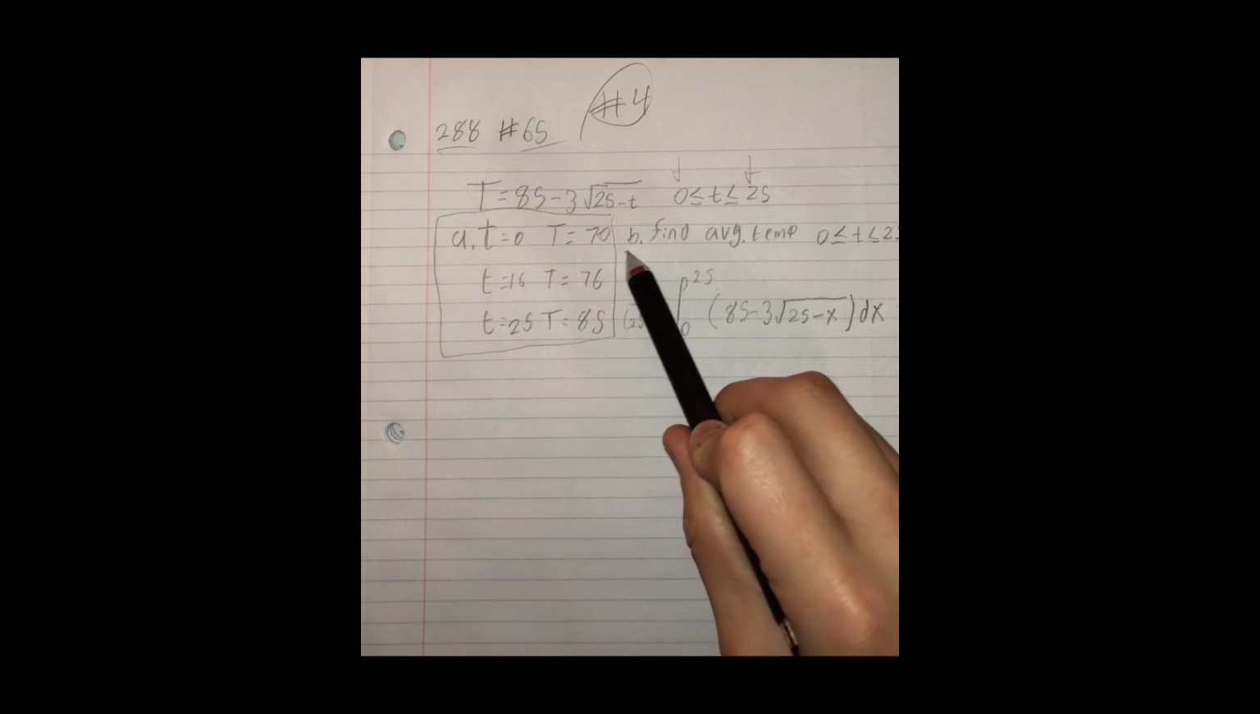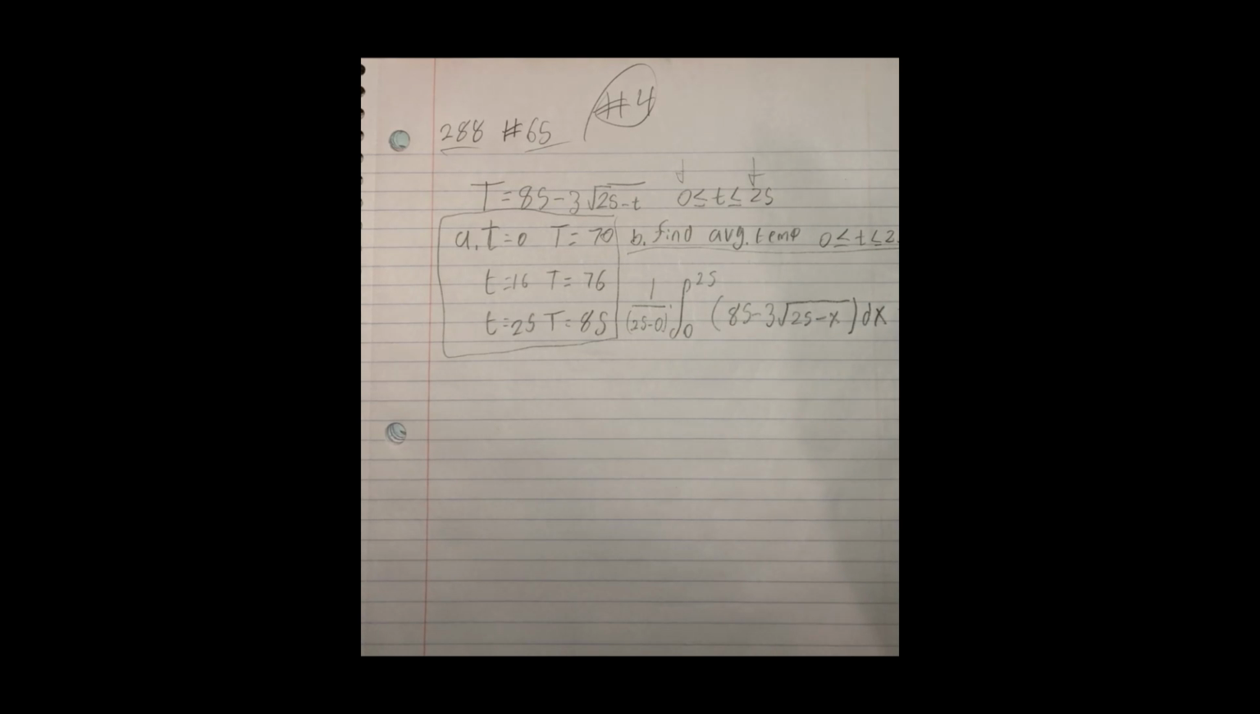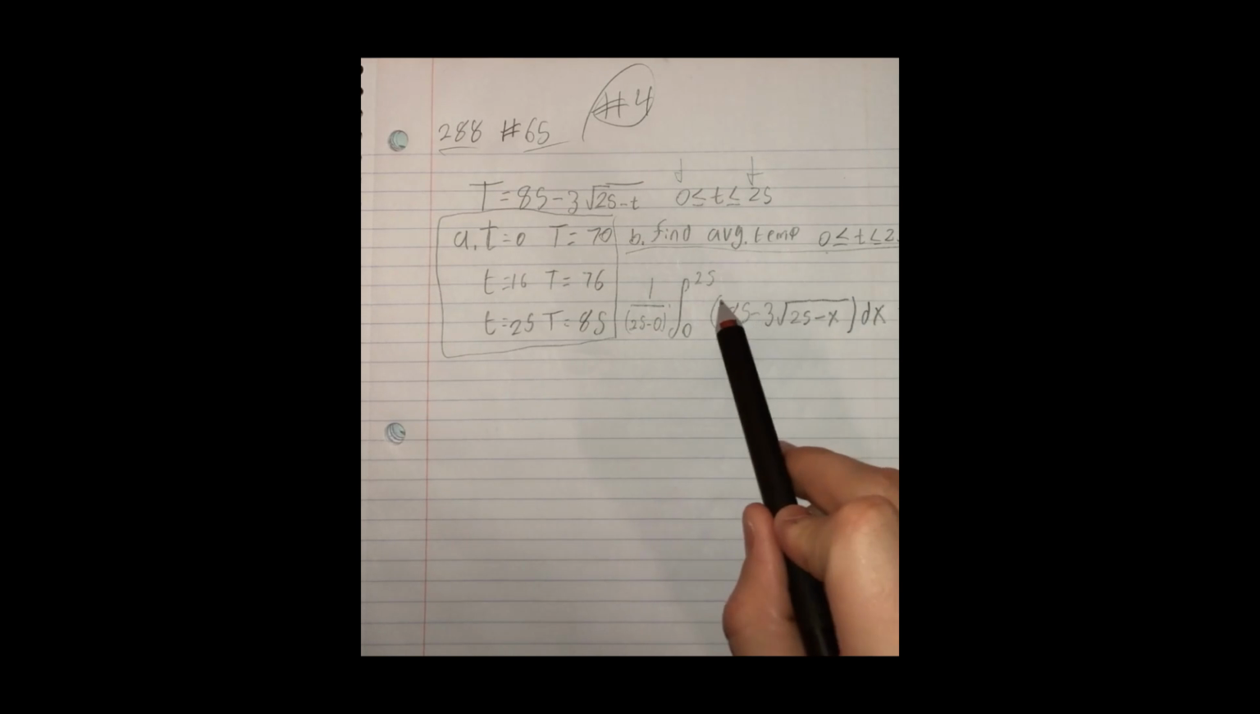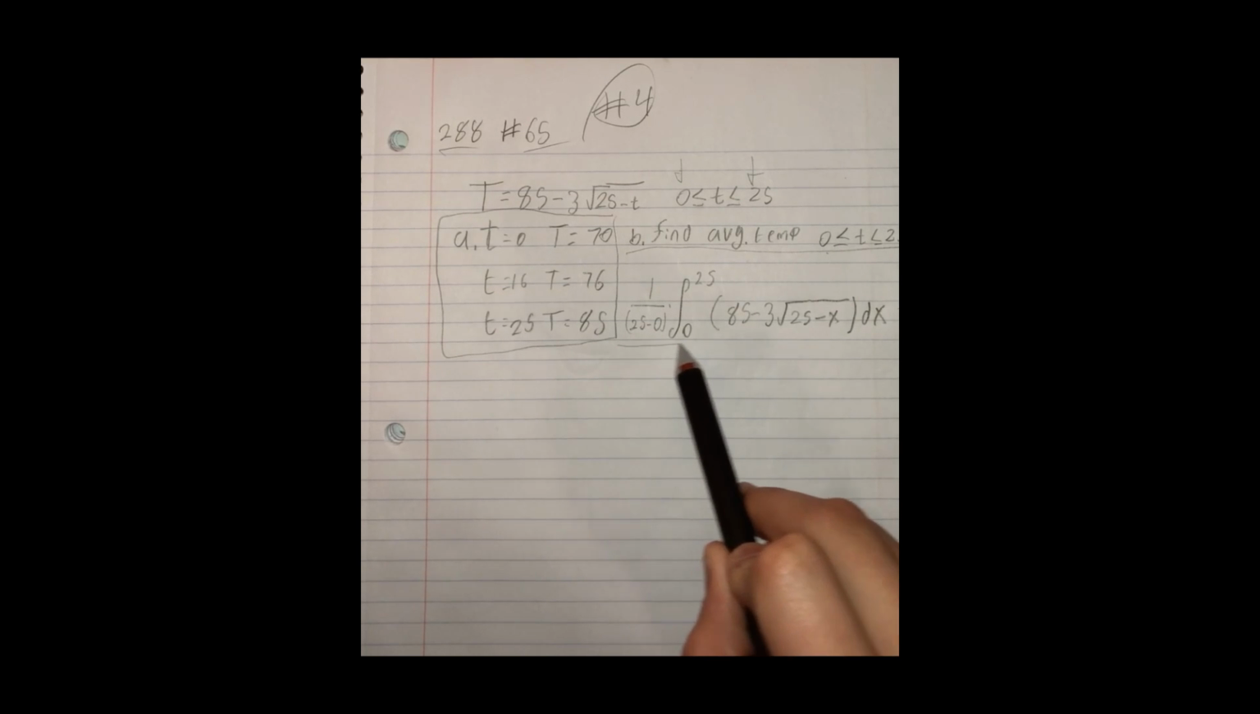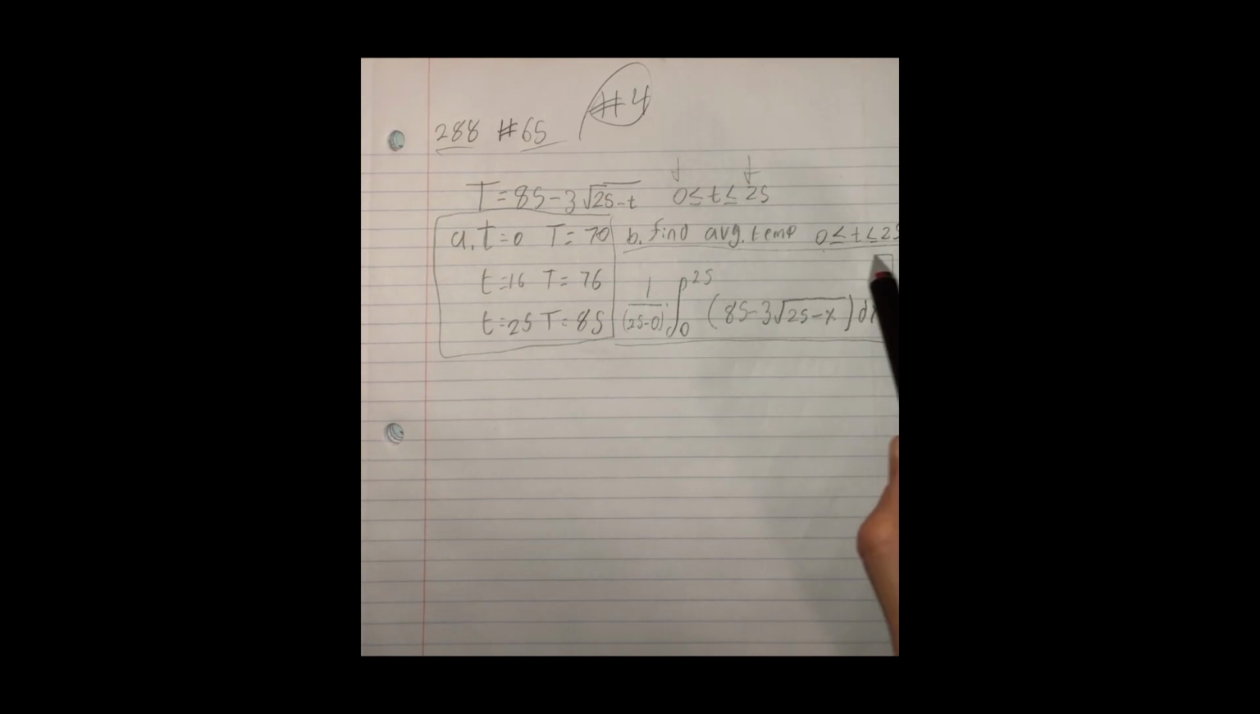So part B is where it gets interesting. It says find the average temperature when time is greater than 0 and less than or equal to 25. Sorry for both of those. I've gone ahead and shown you what this is going to look like in integral form.